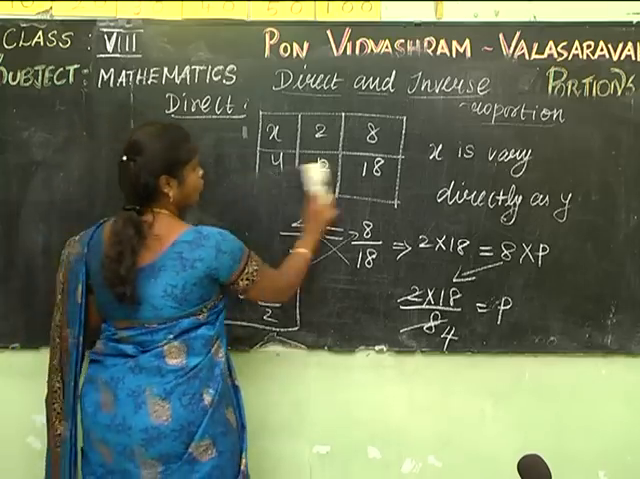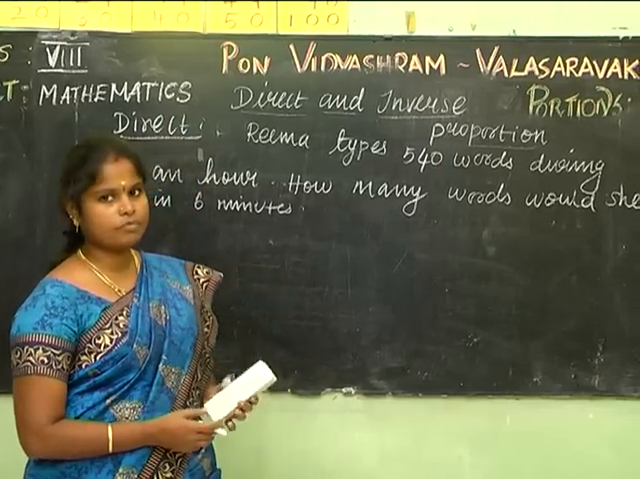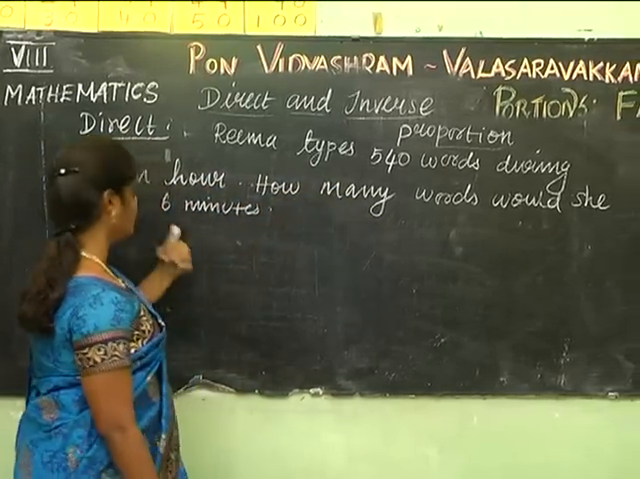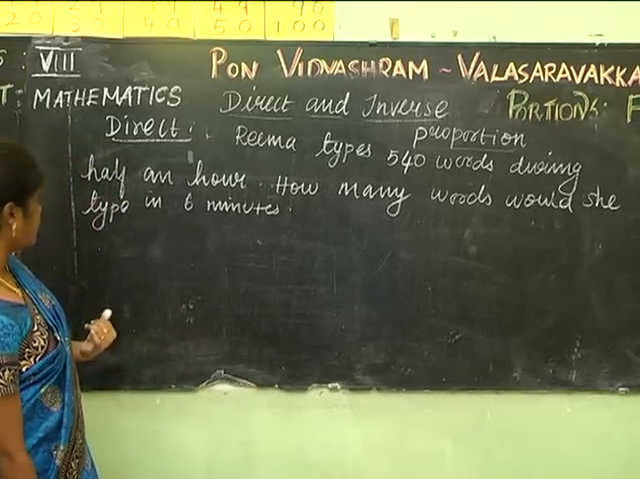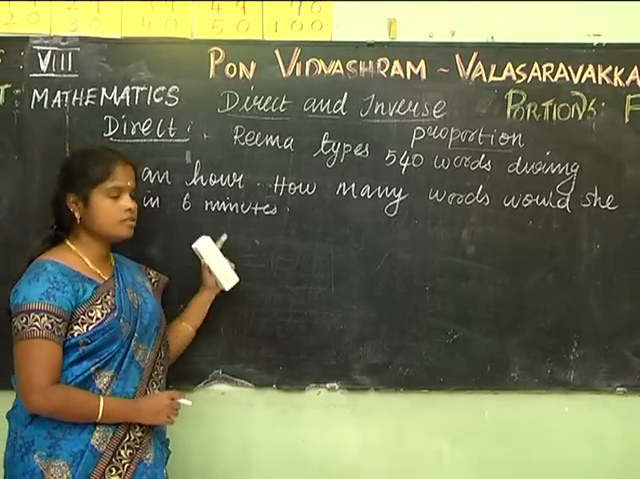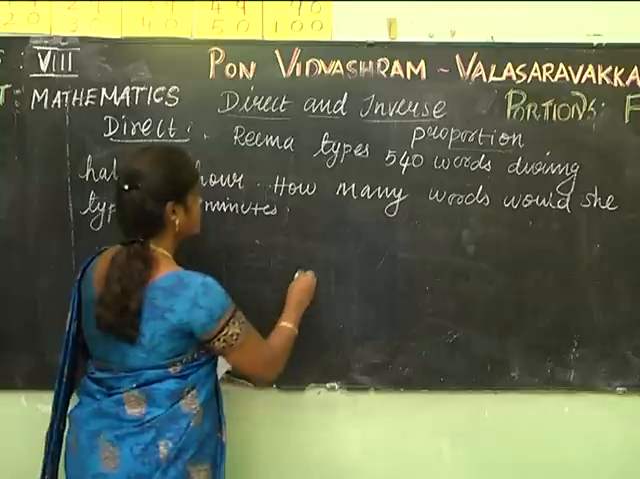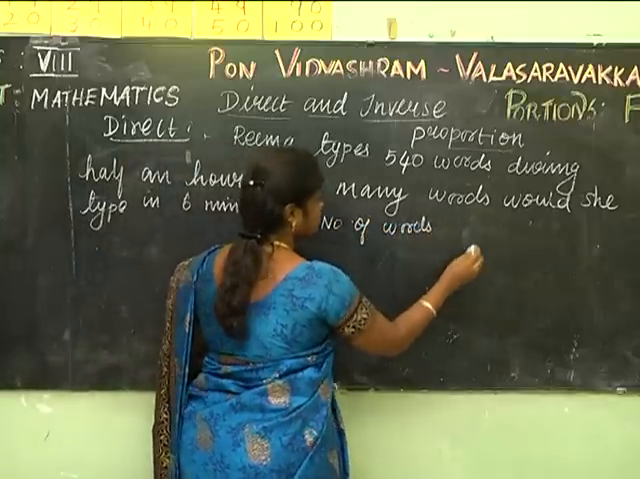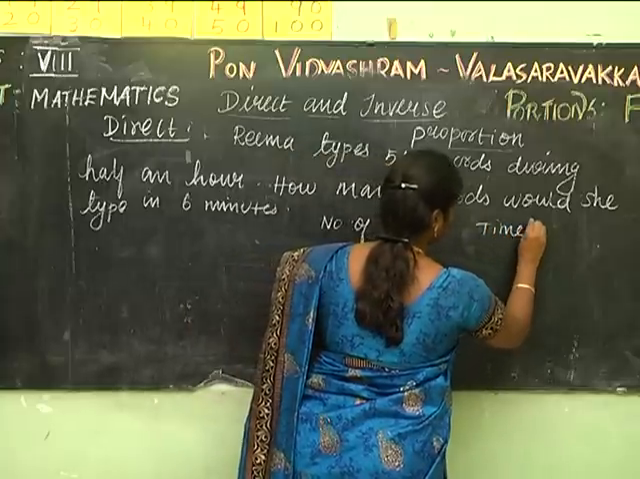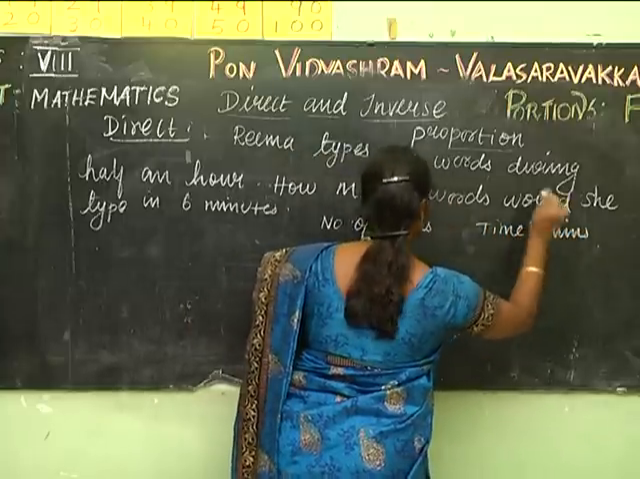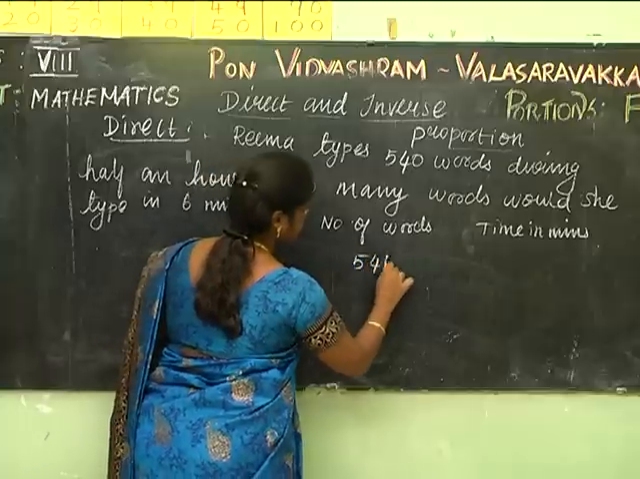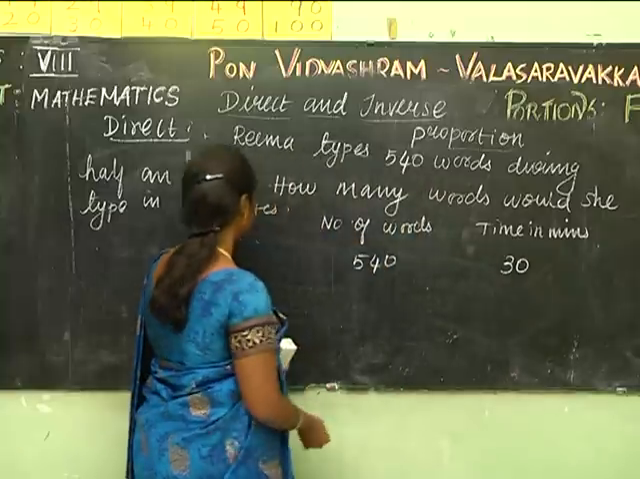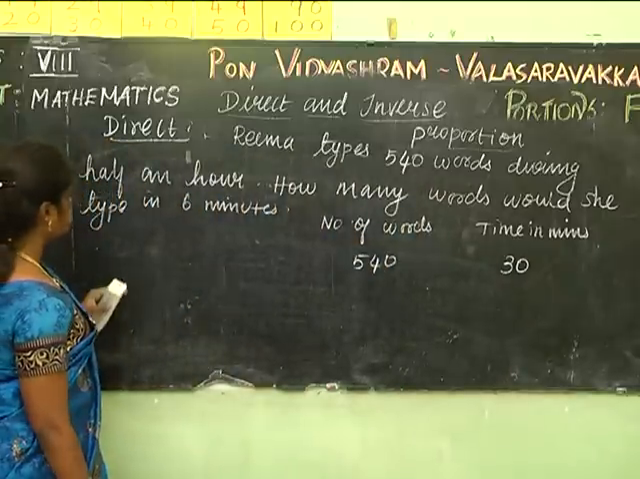Now we'll see one statement problem. Let us see one statement problem for direct variation. Rima types 540 words during half an hour. How many words would she type in 6 minutes? First we'll represent this question in the tabular form. Number of words, time in minutes. So 540 words can be typed in half an hour. We'll change the time into minutes. Half an hour is equal to 30 minutes. Then how many words would she type in 6 minutes?